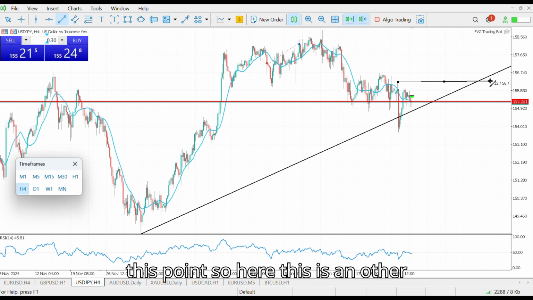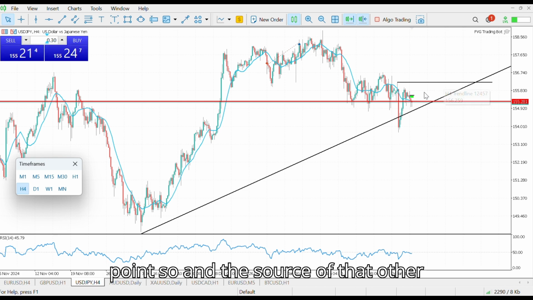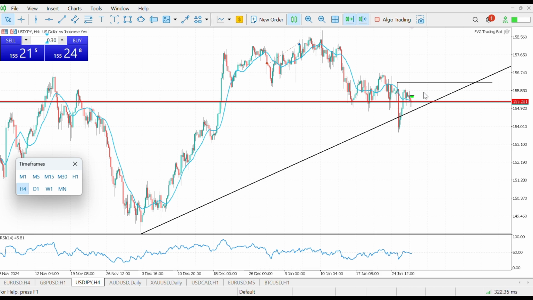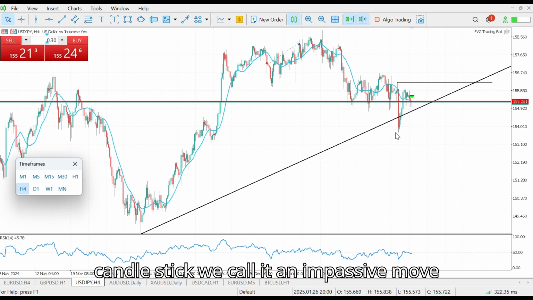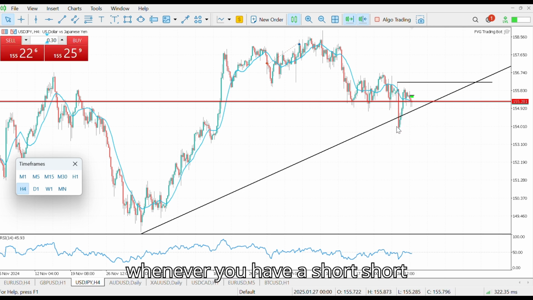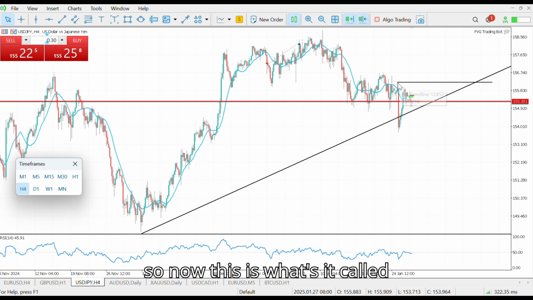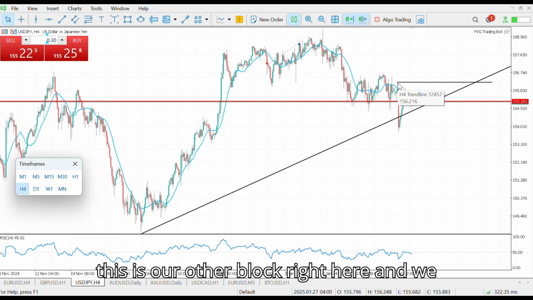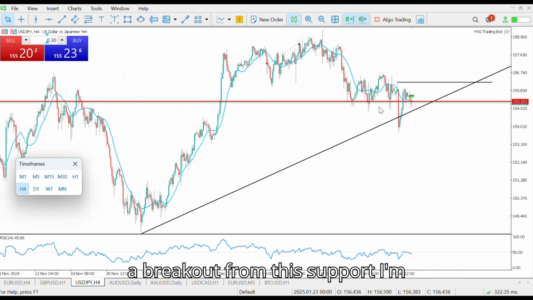So here is an order block. We have an order block at this point, and the source of that order block is from an impulsive move. Now, whenever you have a long unusual candlestick, you call it an impulsive move, an impulsive candle. And whenever you have short candlestick formations just like this, these are corrective candlestick movements. So this is our order block right here, and we have a breakout from this support.